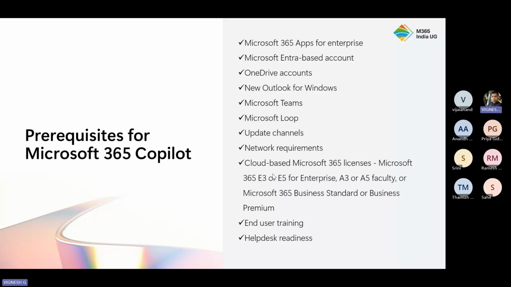It's similar to any other SaaS offering. You need to make sure that you're whitelisting the necessary URLs so that the Copilot service can seamlessly function in all your endpoints. But if you're using a cloud proxy such as Zscaler and the like, then it's pretty much taken care of.